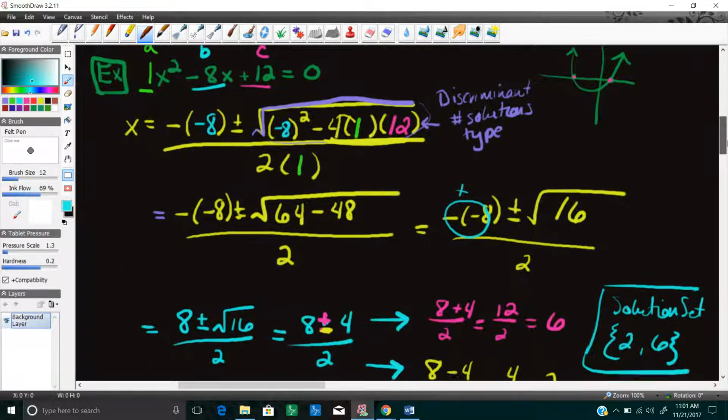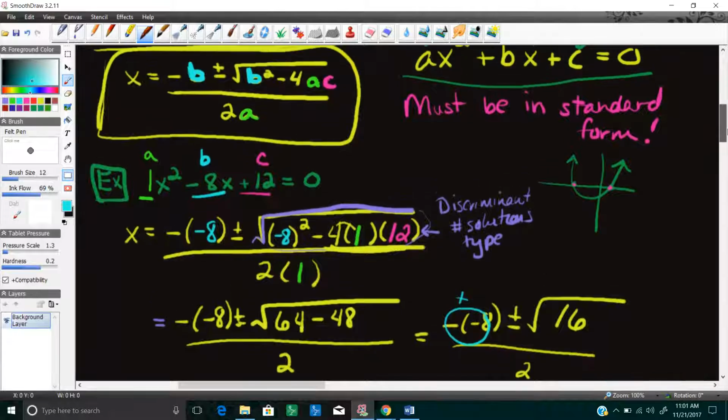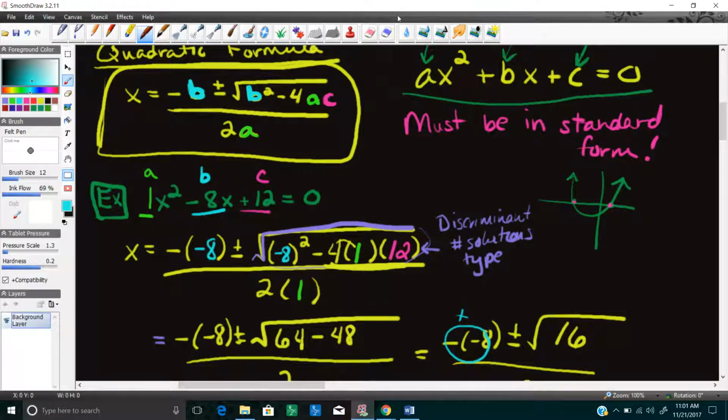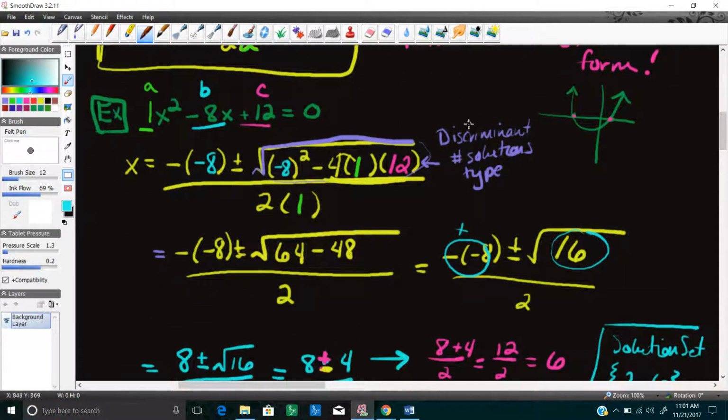Now I'm going to go back up a little bit just to talk a little bit more about that discriminant part that I was mentioning earlier. So if you look in this one, our number here came out to positive 16. Now, whenever you have a positive discriminant, that means you're going to have 2 real solutions.